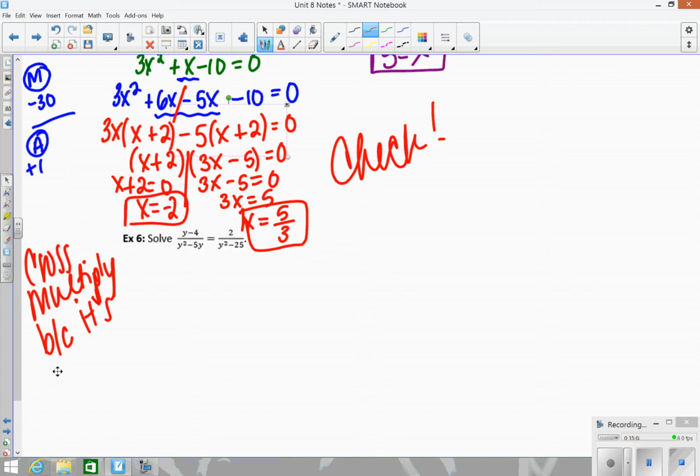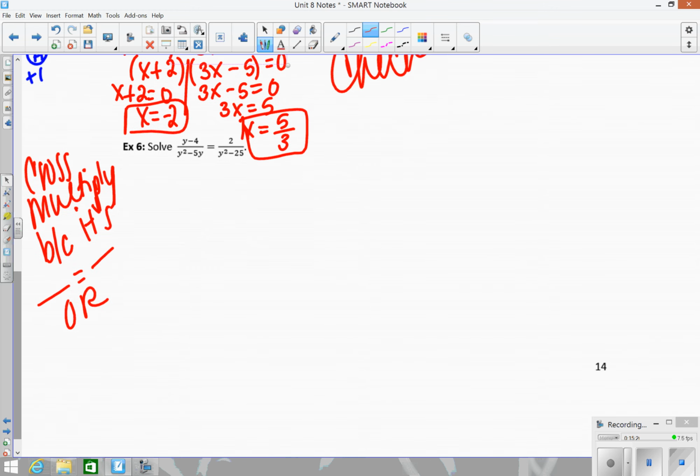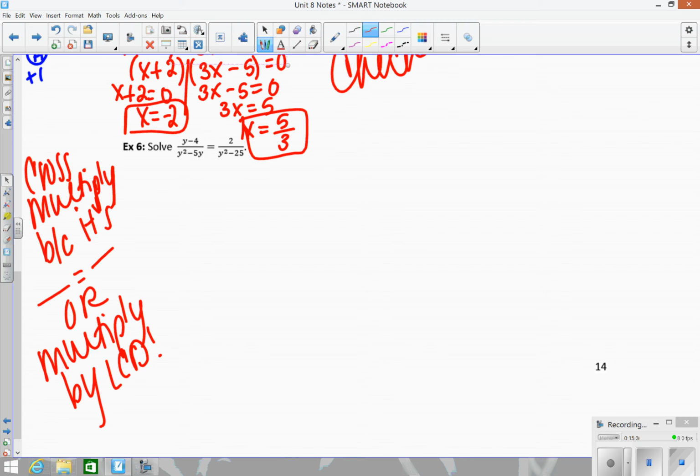Because it's a fraction equal to a fraction. But if you look, when you cross multiply, these numbers are going to get pretty messy, or these variables are going to get pretty messy. So what I would say is to use the LCD method, or multiply by LCD. And in this case, the LCD method is going to be much easier than if we cross multiplied. So I'm going to go ahead and do that.